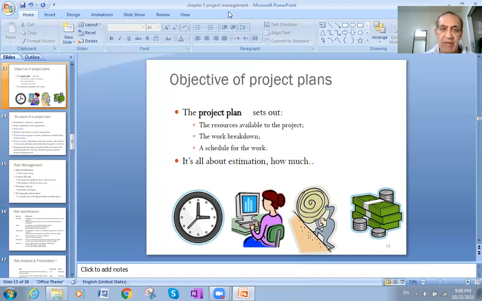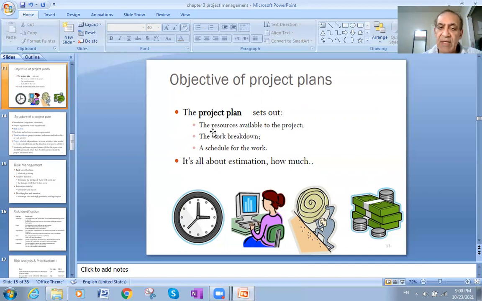We need to know the available resources to the project, the work breakdown. So those are the things which we'll talk about in the project plan: the resources available, the work breakdown, a schedule for the work. So when we talk about the project plan, we talk about these three topics.